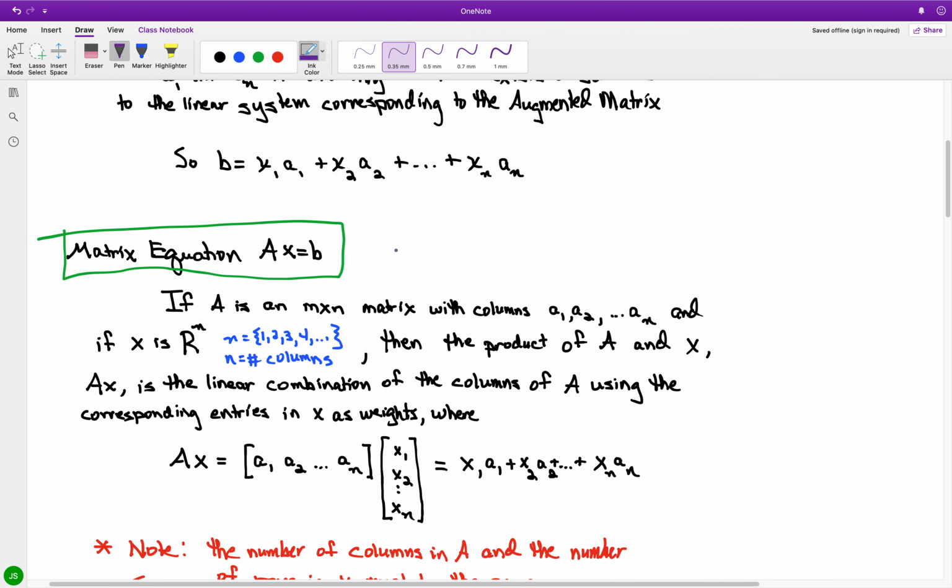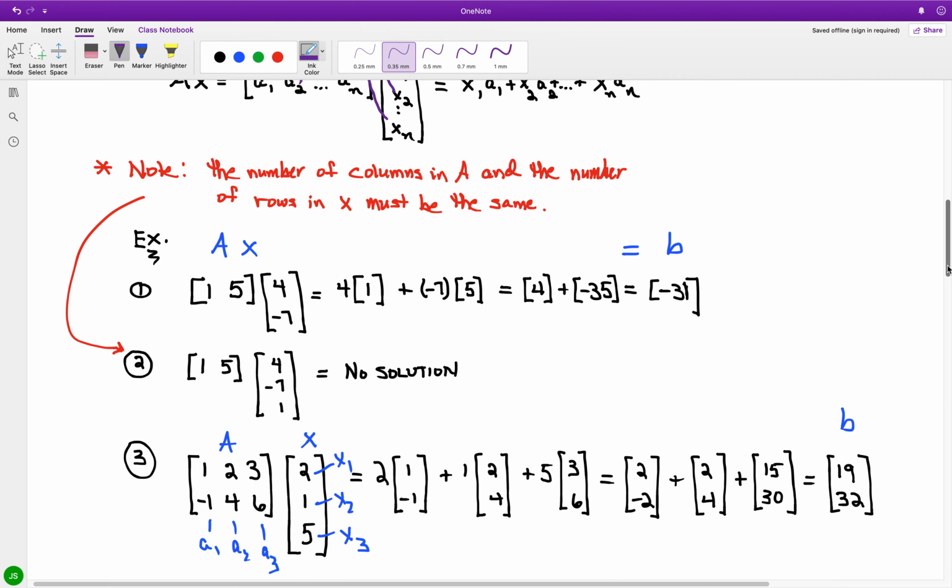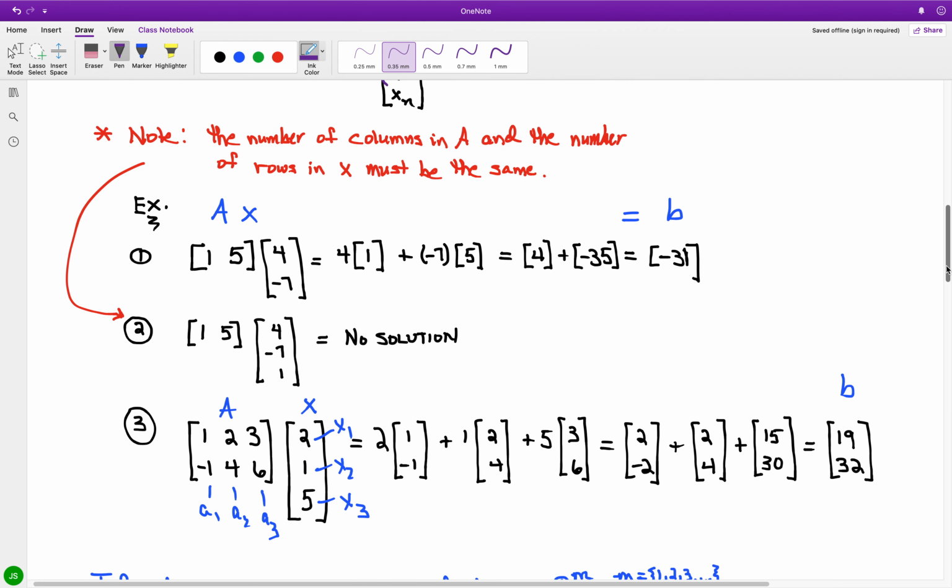So you're going to have a bit of a visual pattern. x1 will be mapped with a1, x2 mapped with a2, going all the way out to xn times an. Again, we're looking at linear combinations. And for the combinations to come out to a definite solution, I made this note that the number of columns in A and the number of rows in x must be the same. Otherwise, there will be no solution.